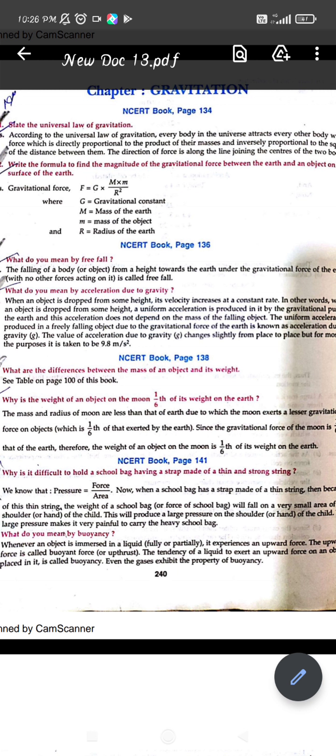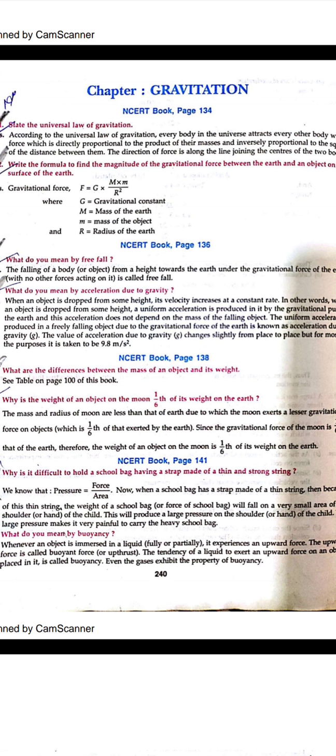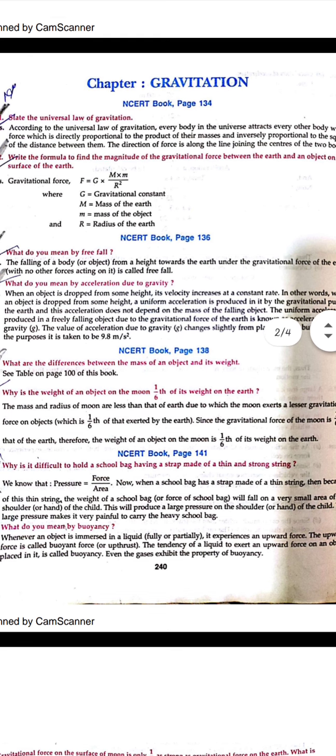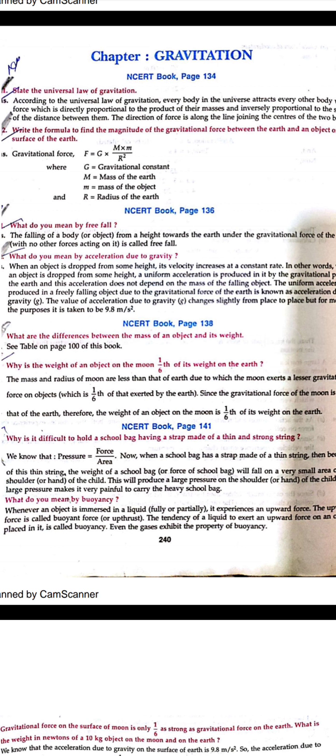If we take the masses as m1 and m2, then it will be m1 into m2 upon r square, and if we remove the proportionality sign and change it into an equal sign, then a new constant will come, which is capital G, and this G is said to be the gravitational constant, that is, the universal gravitational constant. In the numericals also we have used it, that is 6.67 into 10 to the power minus 11, right?